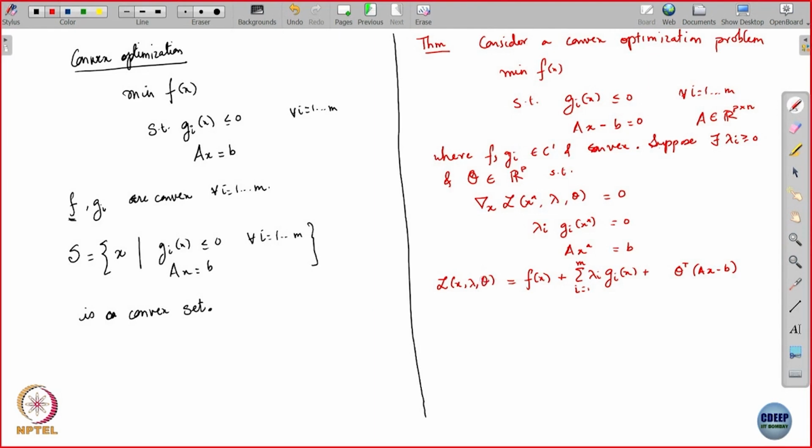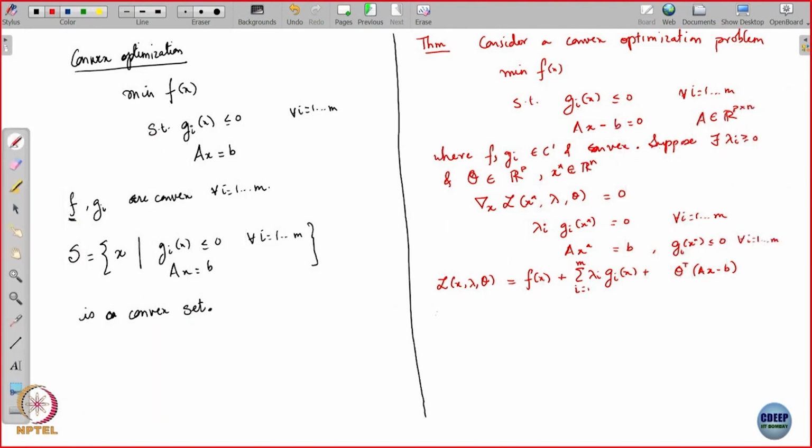Suppose there exists a lambda greater than or equal to 0, theta in R^p and an x star in R^n, such that these KKT conditions are satisfied. So, what are the KKT conditions here? The gradient of the Lagrangian with respect to x at x star is equal to 0. Complementary slackness holds for all inequality constraints. The inequality constraints are all satisfied, and the equality constraints are also all satisfied.